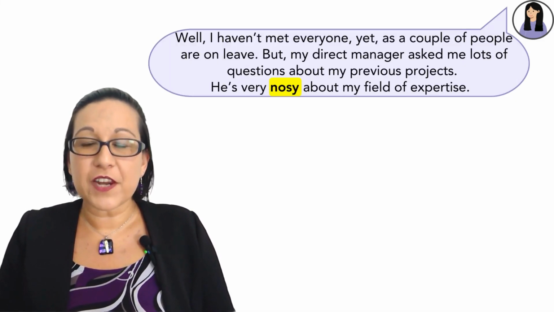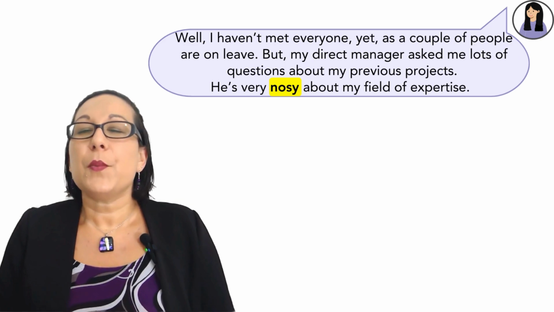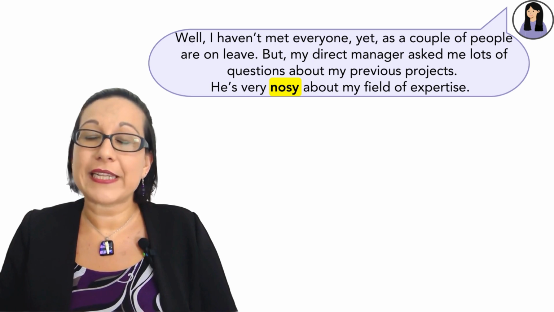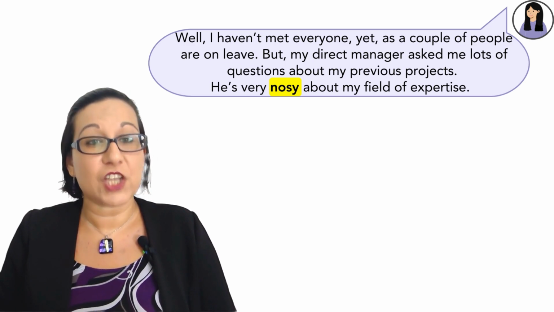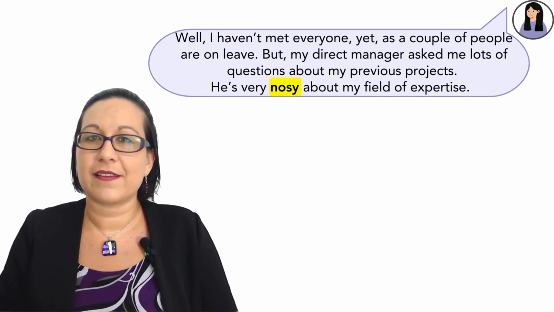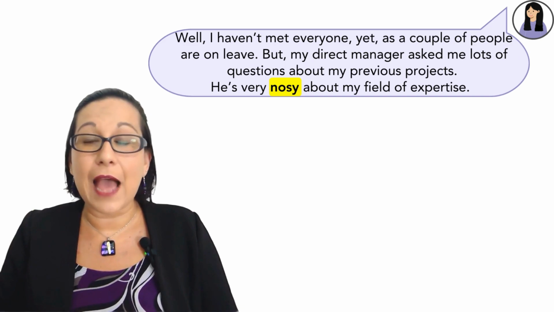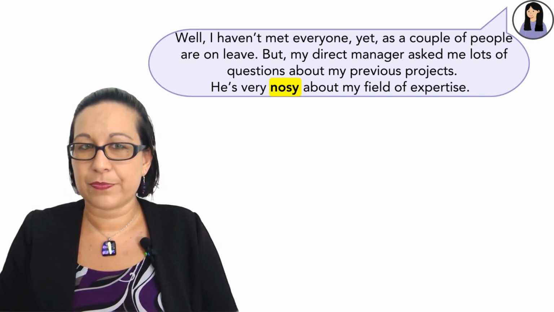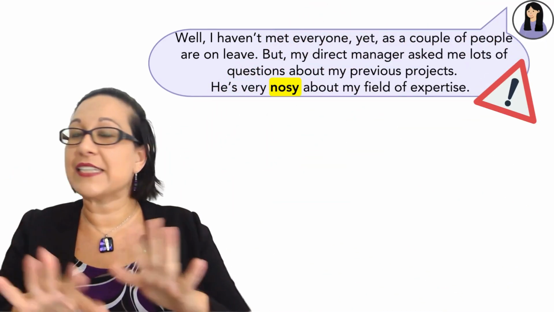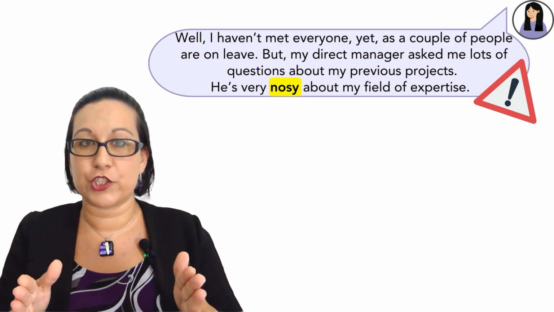So the answer that I received was, well, I haven't met everyone yet, as a couple of people are on leave. But my direct manager asked me lots of questions about my previous projects. He's very nosy about my field of expertise. Okay, this is where the first mistake happens, and it's all to do with connotation.